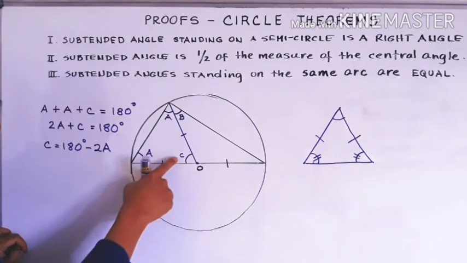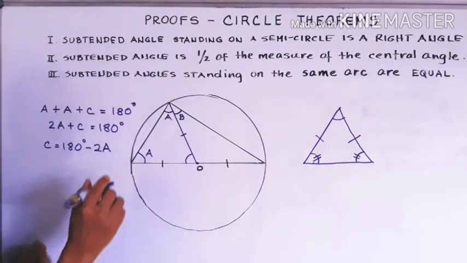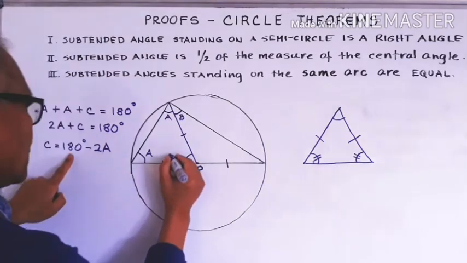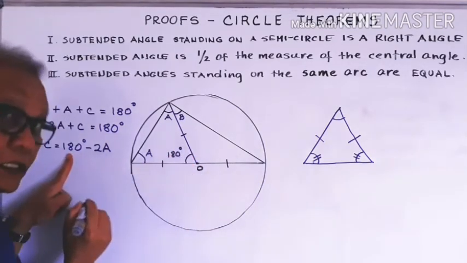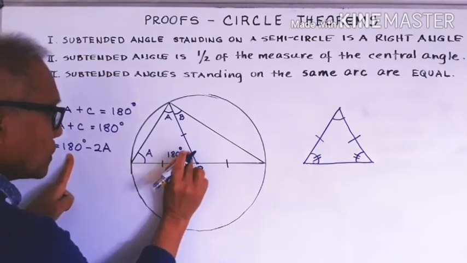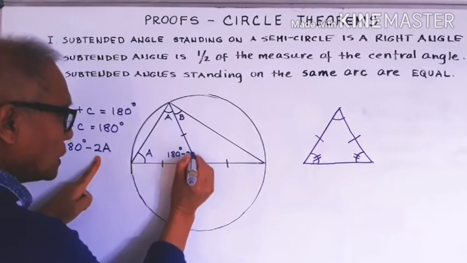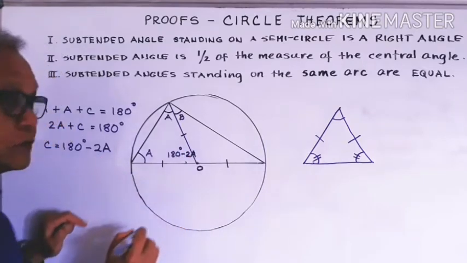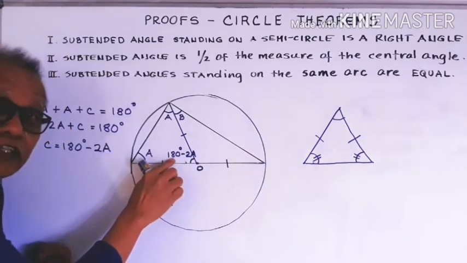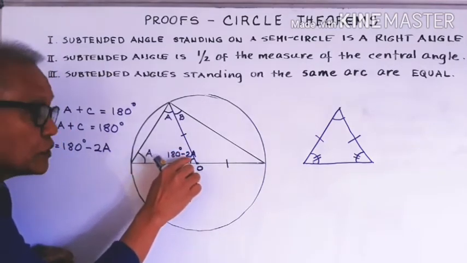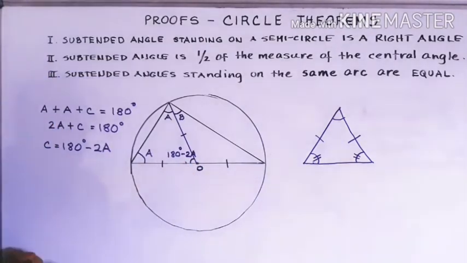Now, can we replace the C here so we can see it clearly? I'm going to erase the C and put 180 degrees minus 2A here. Okay. Can you see that? This angle here is 180 degrees minus 2A. This is the angle here. Now let's have the other side.